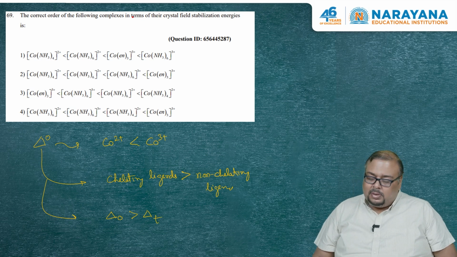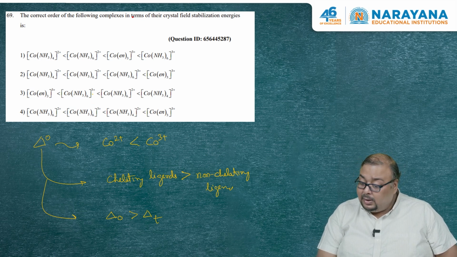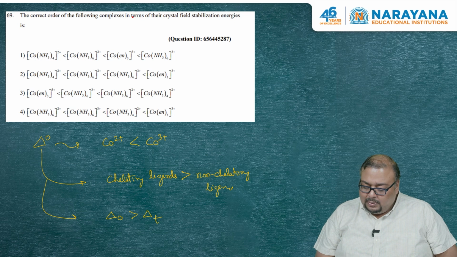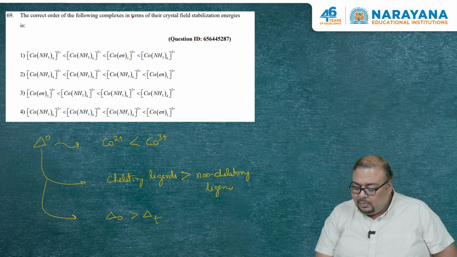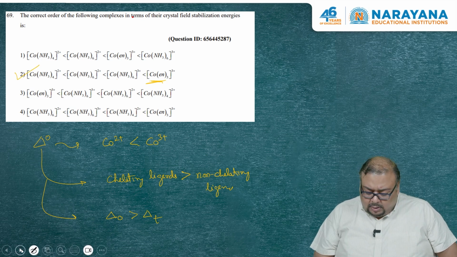So if we use these three principles, we can say that the Co-NH-Cl4 complex, which is a tetrahedral complex, will have the least because all the others are octahedral complexes. And between Co(NH3)6 2+ and Co(NH3)6 3+, Co3+ with the same ligand will have higher delta naught value. And between Co(NH3)6 3+ and Co(en)3 3+, this one will have more CFSE value. So the correct answer should be option 2. Next is question number 70.